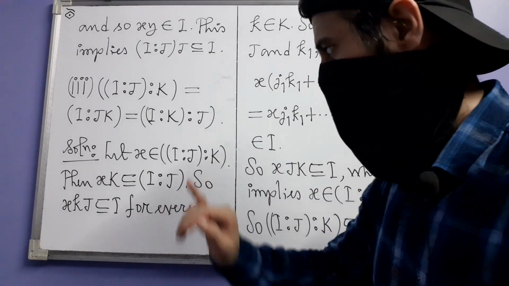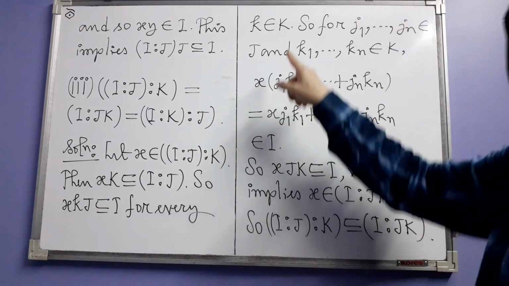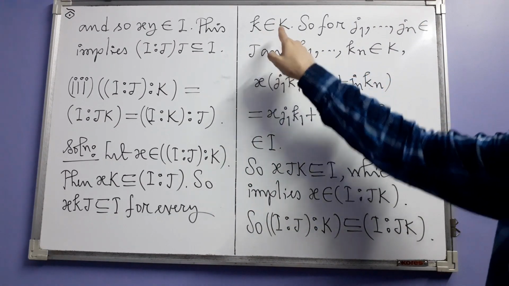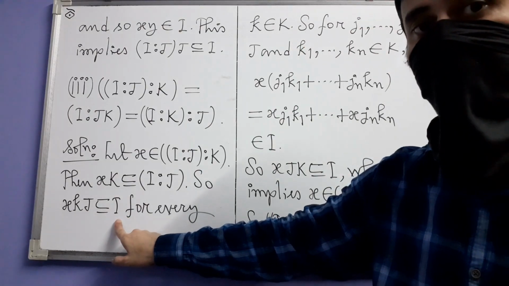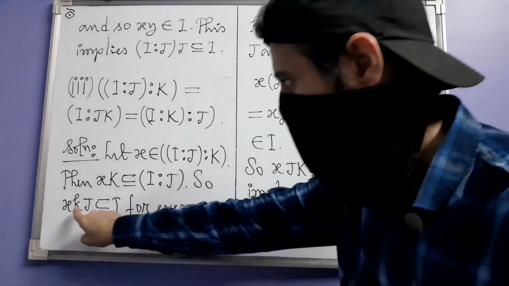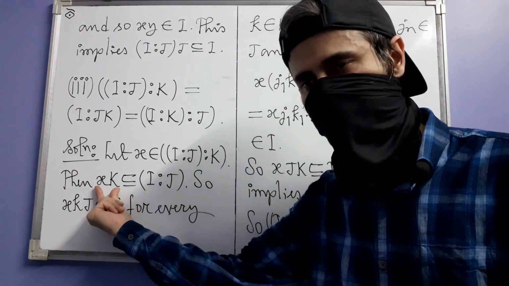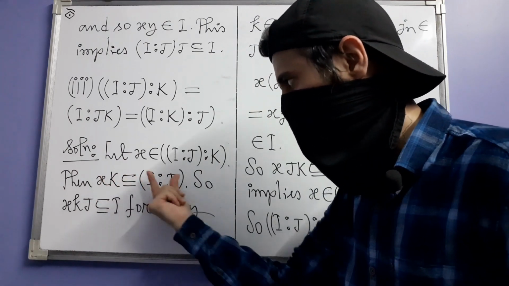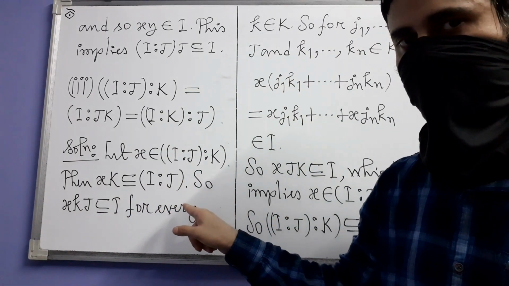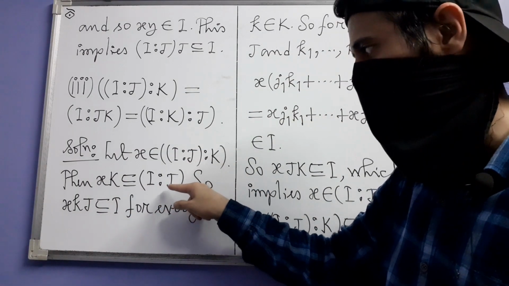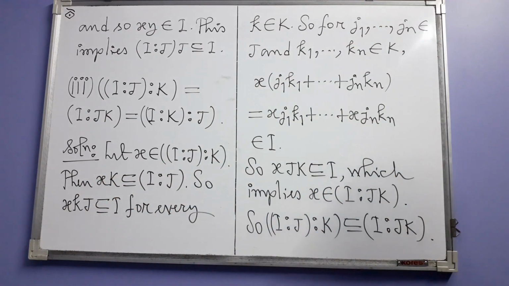And that is why, because this is contained in this, for every k belonging to K, xkJ will be contained in I. Why? Well, xk will be an element of xK. So because of this containment, this element xk will belong to this ideal quotient. So by the definition of this ideal quotient, xk times J will be contained in I.